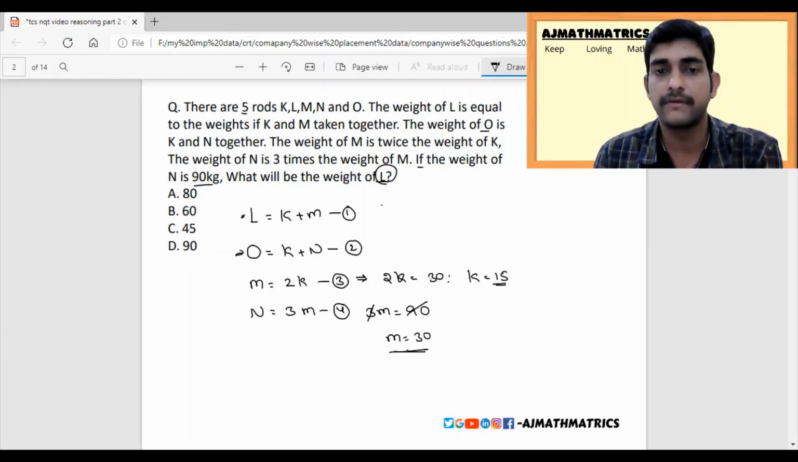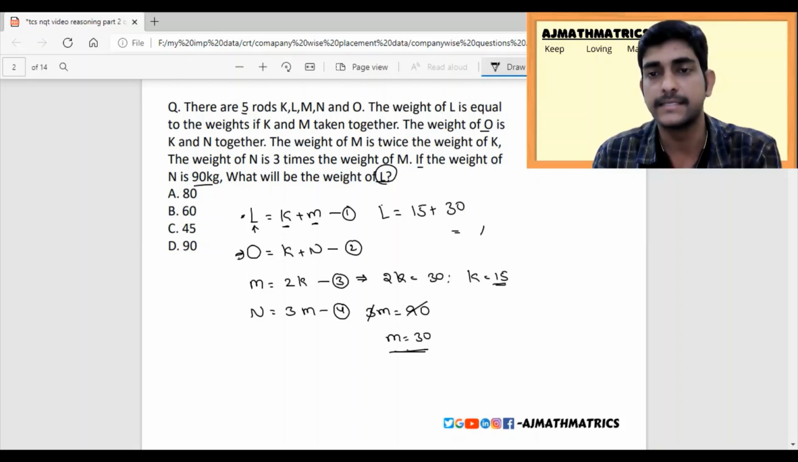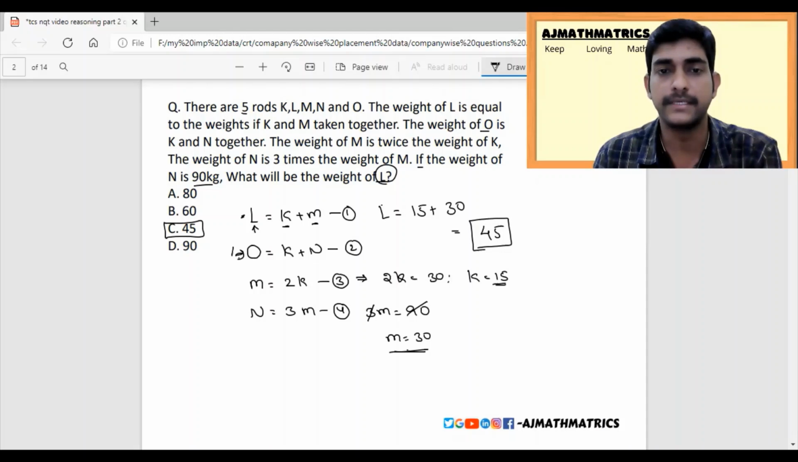In a hurry, we are solving this step also, but this is not required because we are going to find the weight of L, which requires K and M only. So L equal to K plus M, K value is 15 and M value is 30, which is equal to 45. So the answer for the question is 45 and the option for the question is C. But in a hurry, we are going to solve this statement also, but doing this statement is a time waste. So hope I am clear. I'll go with the next question.